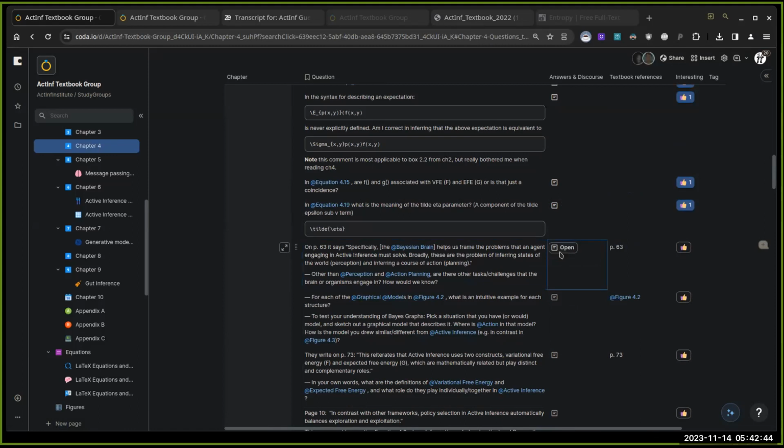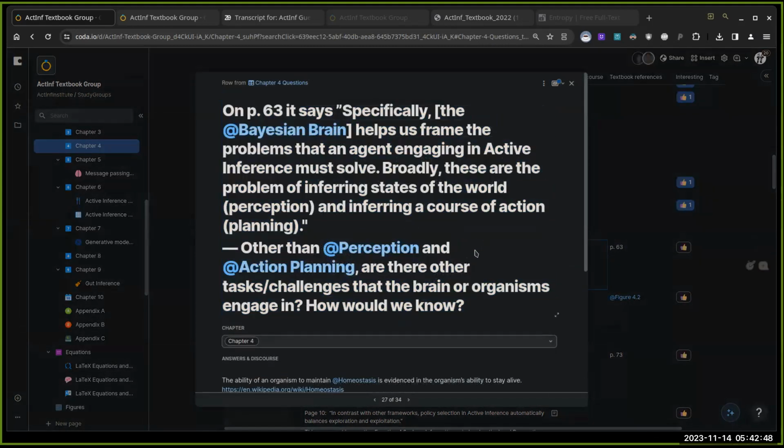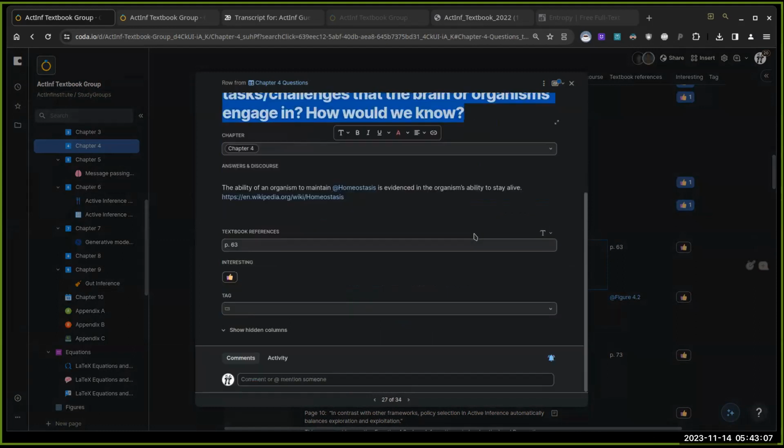Okay, let's just try to do a few more. Bayesian brain helps us frame problems that an agent engaging in active inference must solve. Broadly, these are problems of inferring states of the world, perception or sense-making, and inferring a course of action, planning or decision selection. Other than perception and action planning, are there other tasks or challenges that the brain or organisms engage in? How would we know?